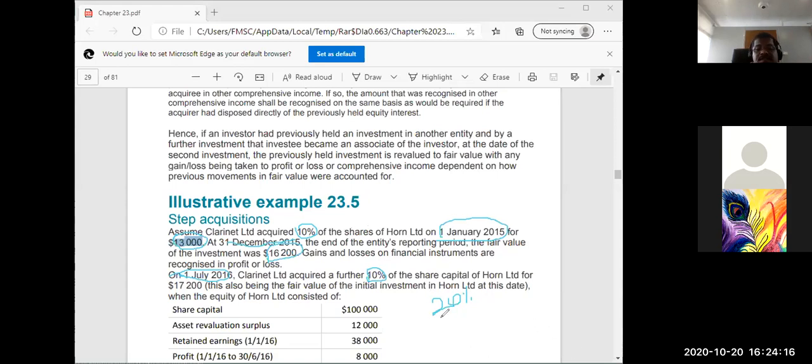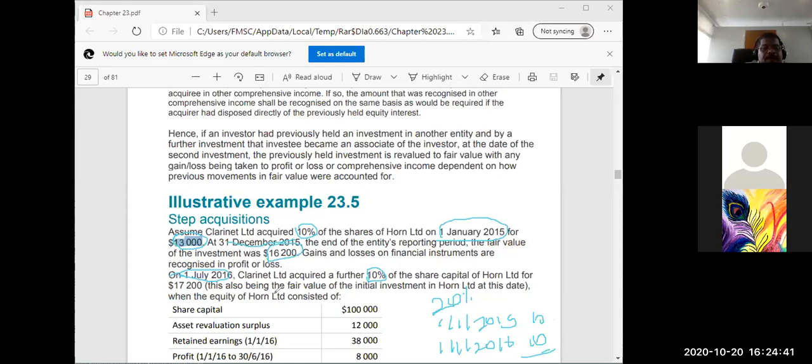But what is the step? First step, 2015. That is the first step. What is the second step? Again 2016, not 15. 10% and another 10%. Altogether 20%.